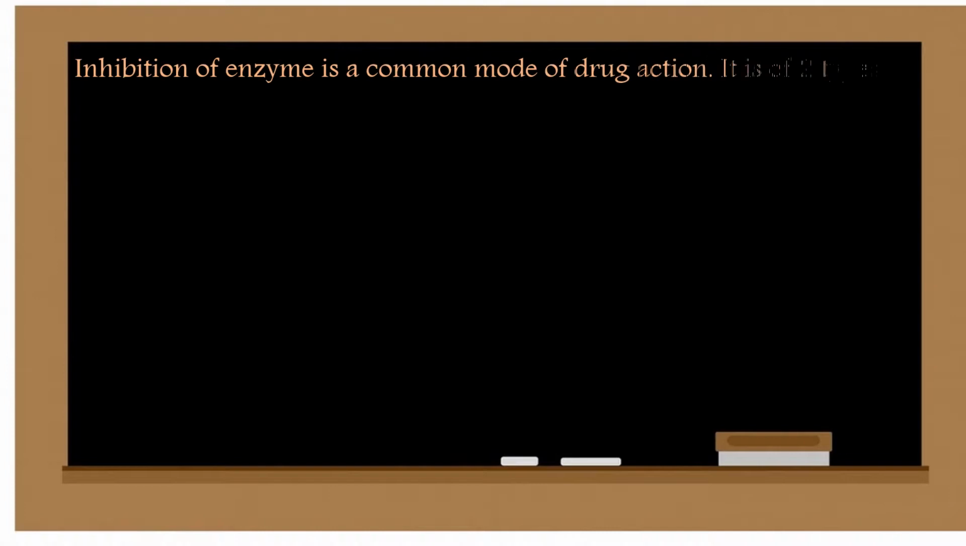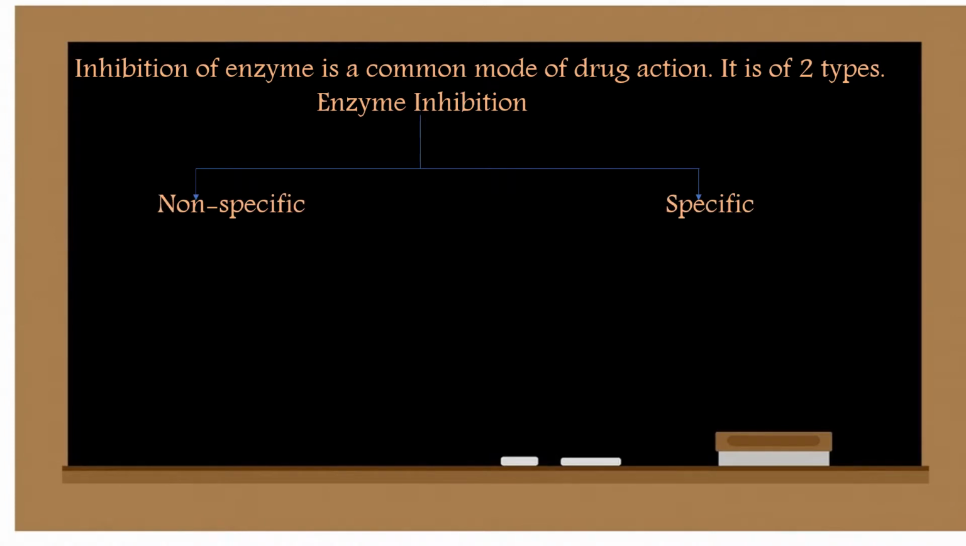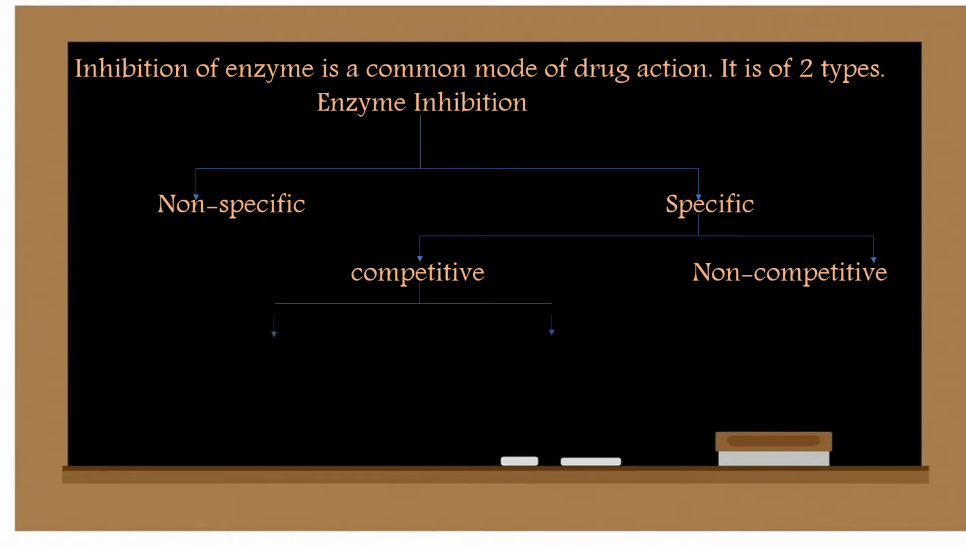Next one is enzyme inhibition. Inhibition of enzyme is a common mode of drug action. It is of two types, that is non-specific and specific. The specific is again classified into two, that is competitive and non-competitive. Competitive inhibition can again be classified into equilibrium type and non-equilibrium type. Next, let us see what is a non-specific inhibition.